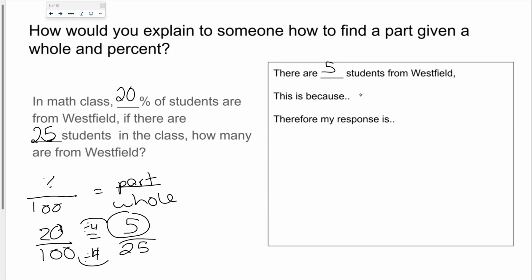This is because 20 over 100 divided by 4 is 5 out of 25. So therefore my response is 5 students are from Westfield. Because 20 out of 100, to go down to 25, you would divide by 4 because 4 25s make 100. And then 5 out of 25 would be your answer. All right, let's keep moving.